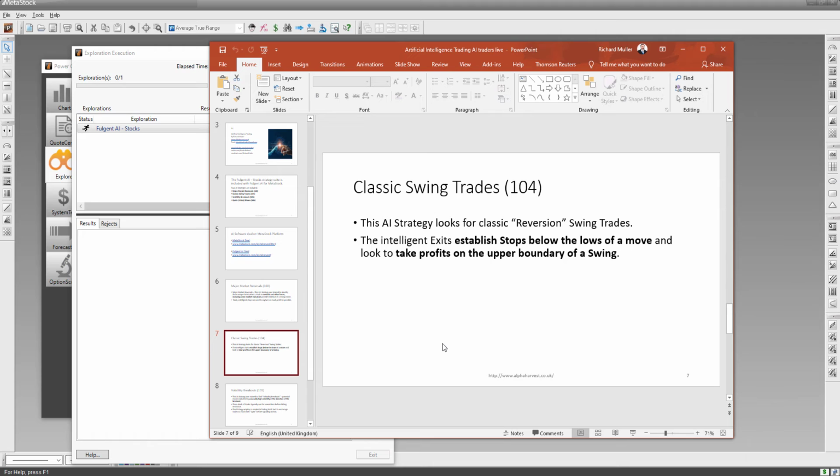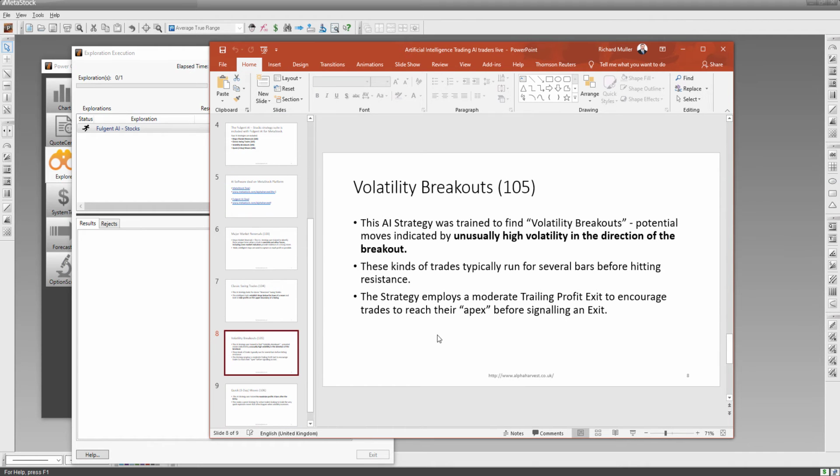Classic swing trades are the reversion to the mean type of swing trades. The intelligent exit establishes stops below the lows of a move and then takes profits on the upper boundary of a swing, so these are shorter term swing trades. With volatility breakout, the AI is looking for unusually high volatility in the direction of the trend or the breakout, and these can run for several bars before hitting resistance.